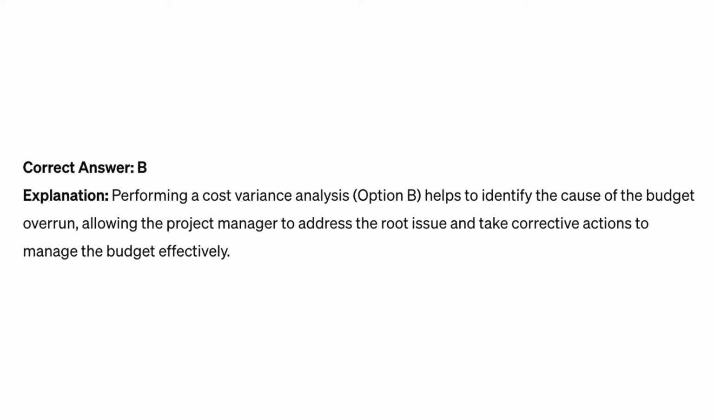Correct answer B. Explanation. Performing a cost variance analysis, option B, helps to identify the cause of the budget overrun, allowing the project manager to address the root issue and take corrective actions to manage the budget effectively.